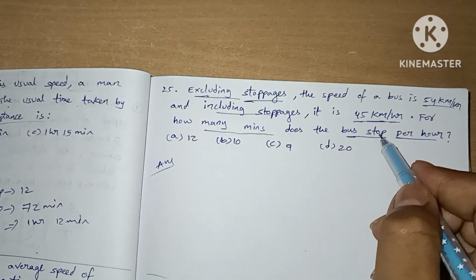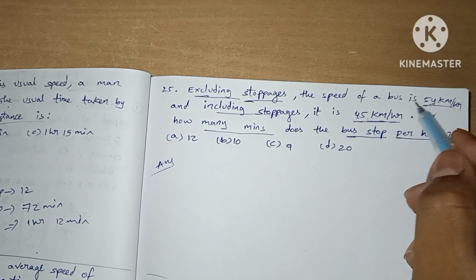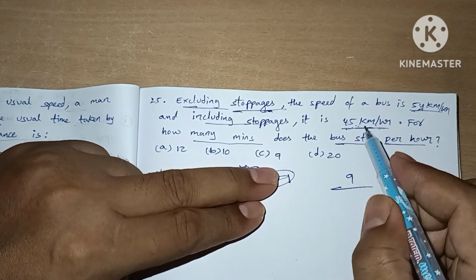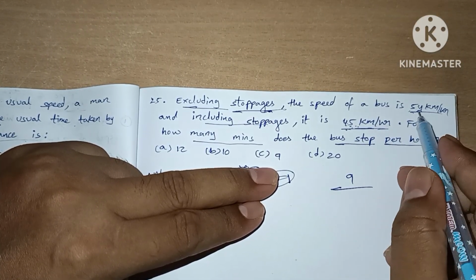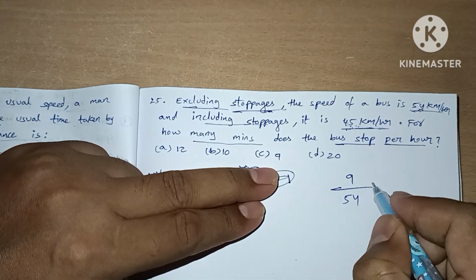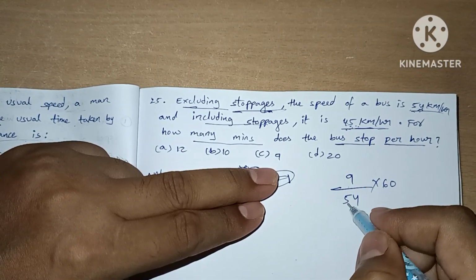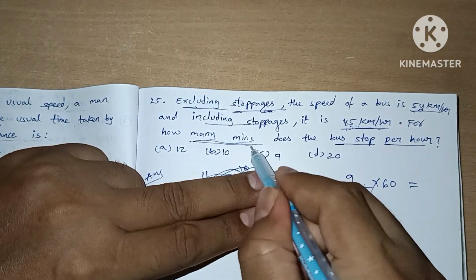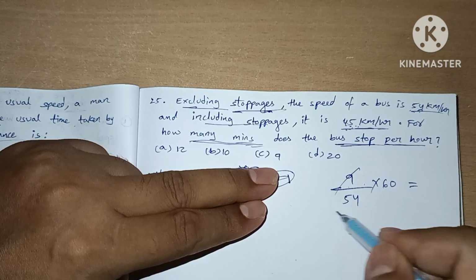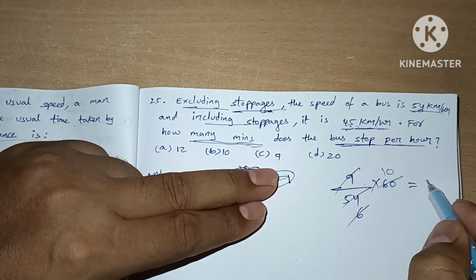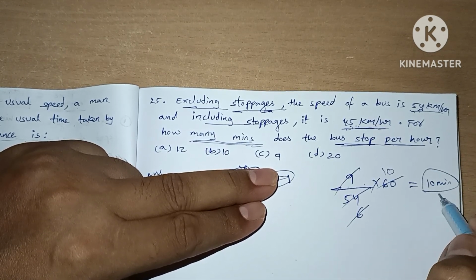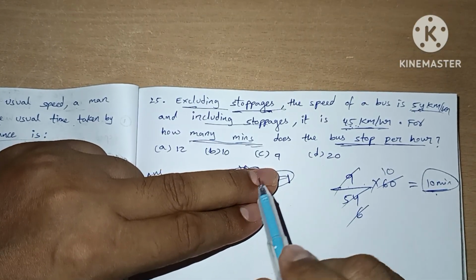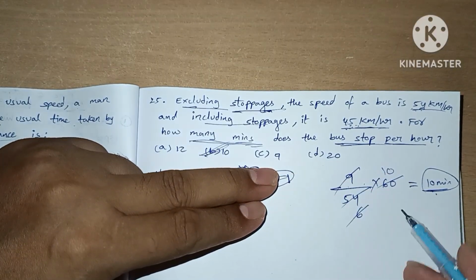In this type of question, what we do is first check the difference between these two, which is 9 kilometers per hour, divided by the highest speed, which is 54 in the denominator, into 60. So this is the solution we got. What we need to find is how many minutes the bus stops per hour. 9/54 is 1/6, and 6 × 10 is 60. So 10 minutes for an hour the bus stops. Okay, this is the solution. Option B is our answer.